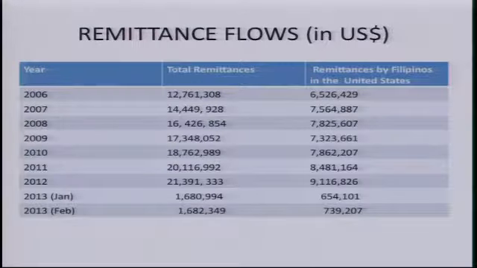This is an outline of the remittance flows. And again, just to indicate how much contribution of Filipinos from the United States, it has always been an increasing trend. It varies from 30 to 15% of the share of Filipinos in the United States contributing to remittances to the Philippines. So in 2012, out of that 21.39 billion US dollars, 9,116,000 came from Filipinos in the United States.